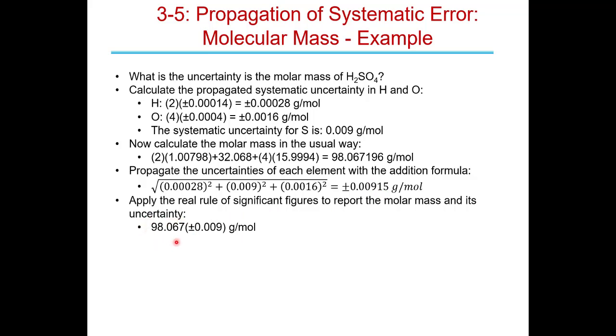And so that would be our molar mass. And so our molar mass, we know it out to 3 decimal places with some uncertainty that's this big. And then we could use this uncertainty if we were doing other calculations that had to involve molar mass, for example.